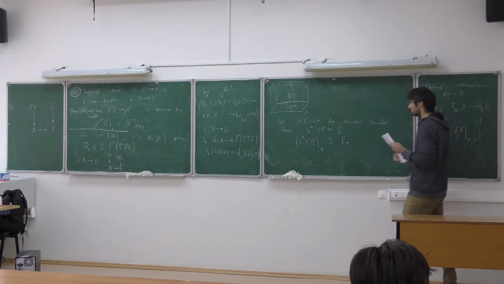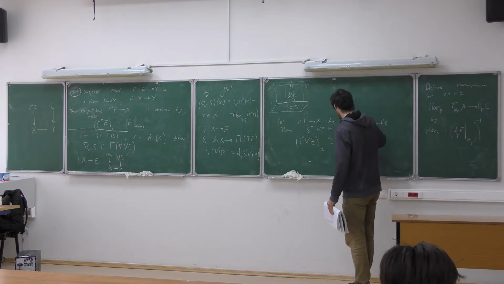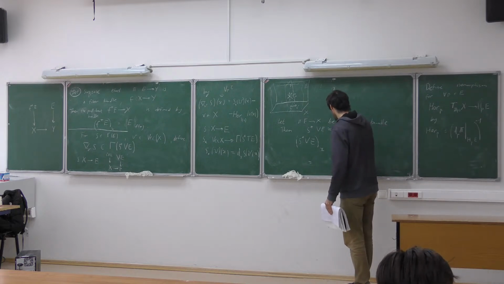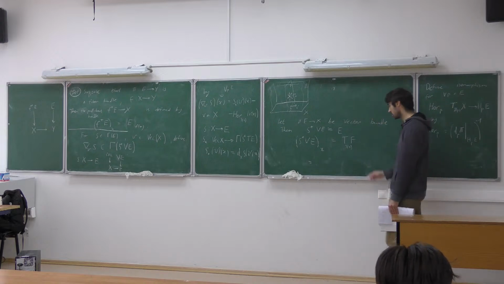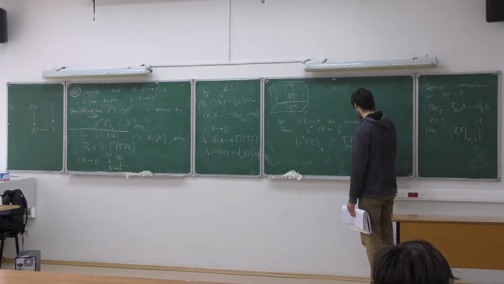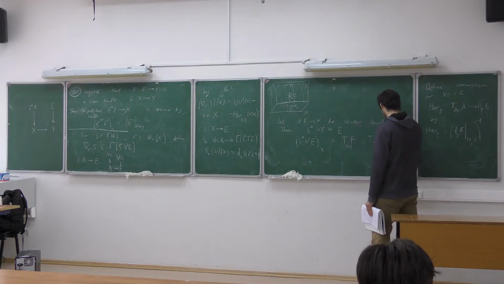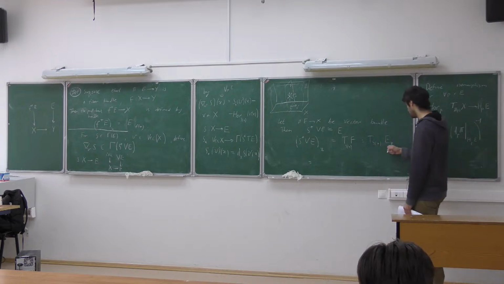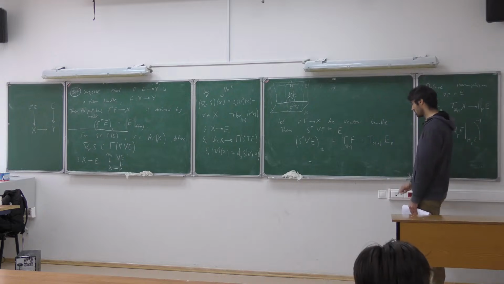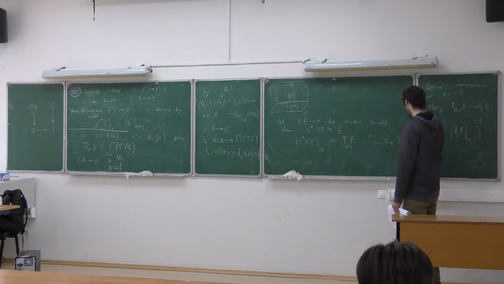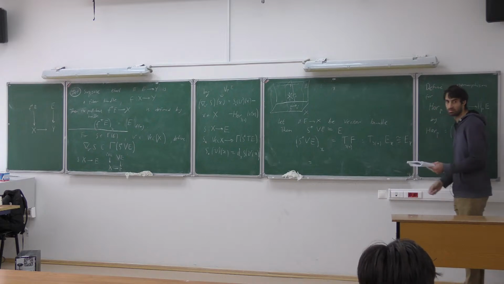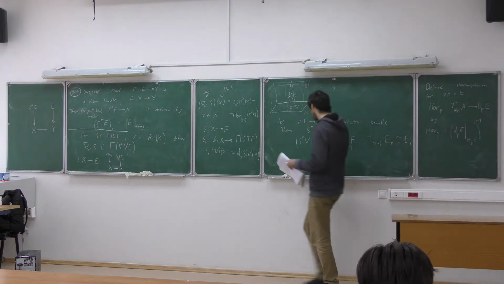Well, maybe I can actually write it like this. This is just equal to T_{S(x)} F, and F is just E_x. So it's T at S(x) of E_x. But E_x is just a vector space, so this is isomorphic to just E_x. All right.